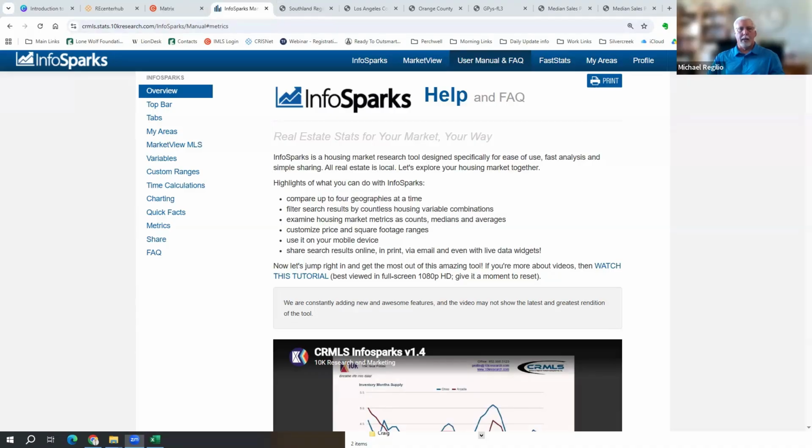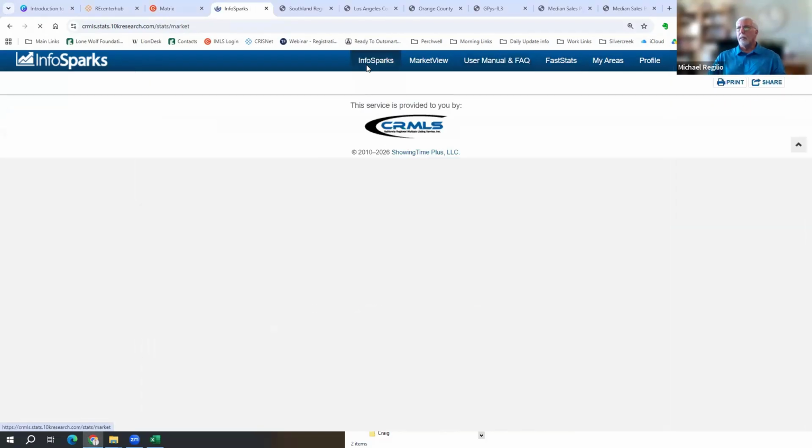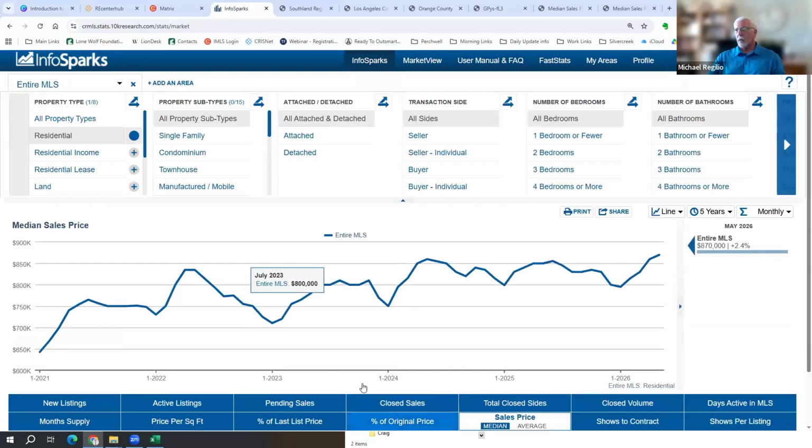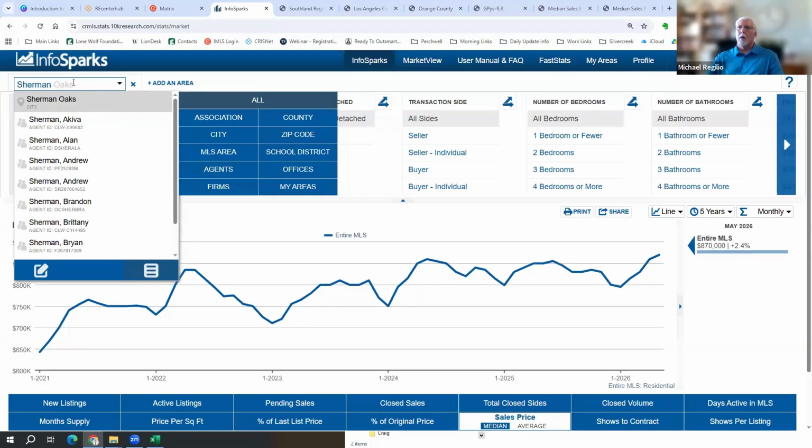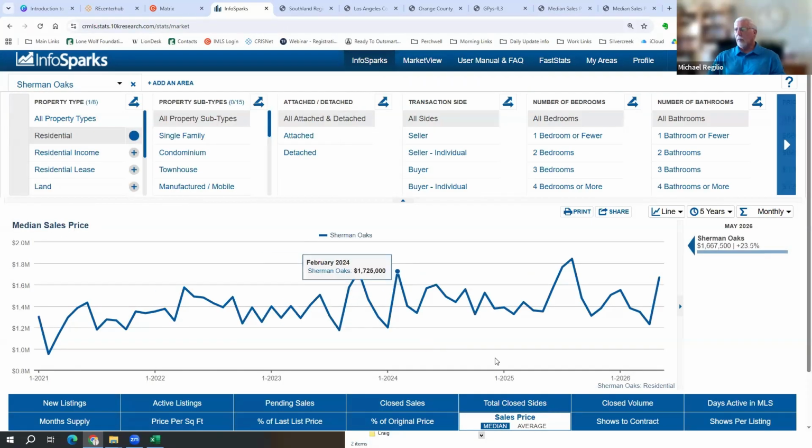All right, so that is my introduction to InfoSparks. Can you repeat why you don't use price per square foot? So the reason I don't use price per square foot when I'm looking at pricing is because it's not a valid indicator of actual value.